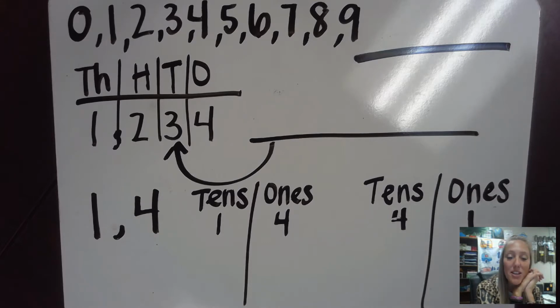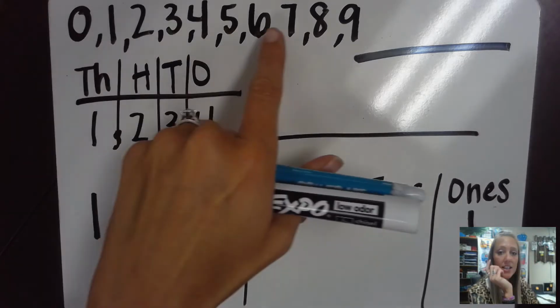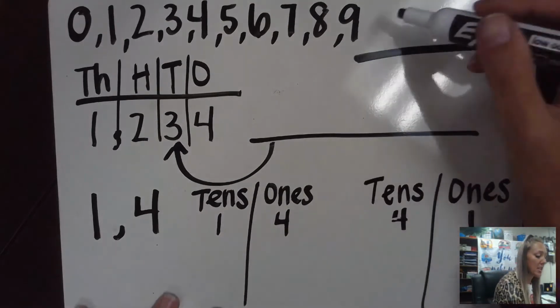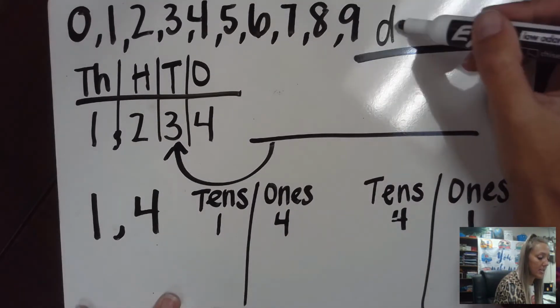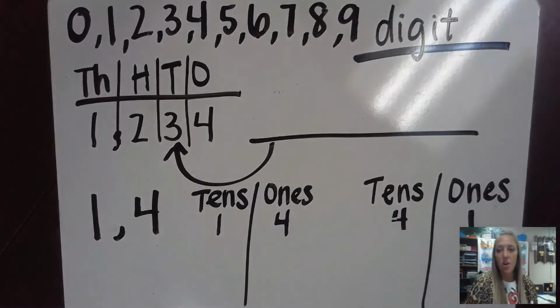Today we're going to talk about place value, and we're going to focus on tens and ones before we move on. So let's start off with the very basic part of place value, that is our digits. Every number that you see here is a digit. So if I have 0 by itself, it's a digit. 1 by itself, it's a digit, so on and so forth.